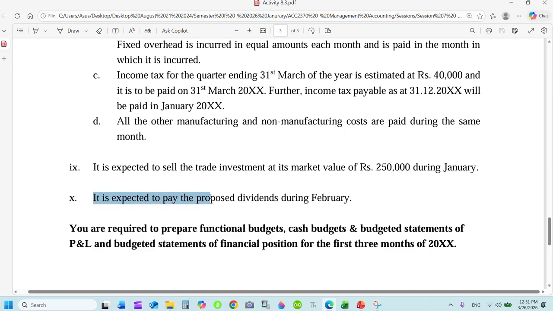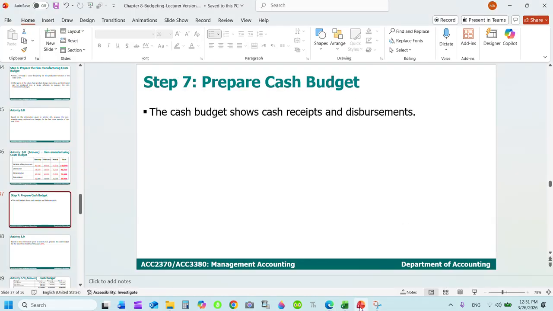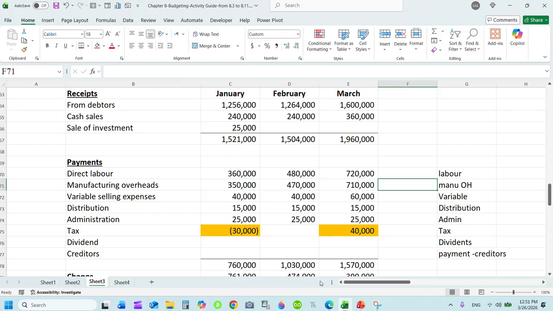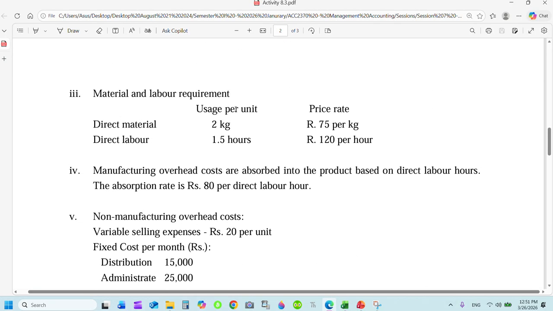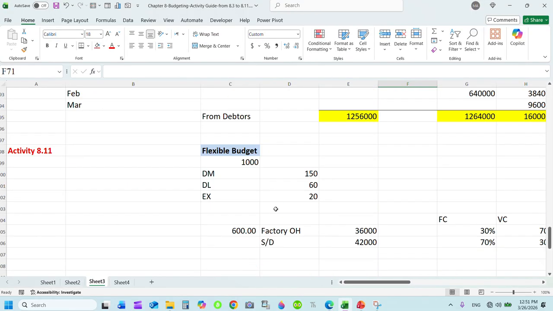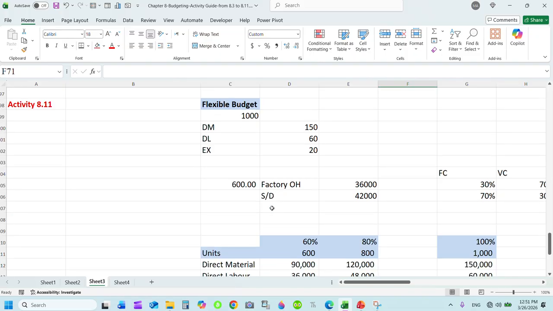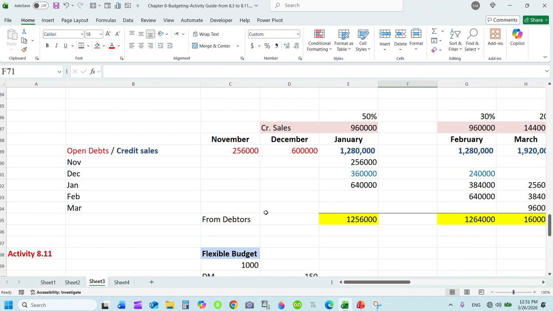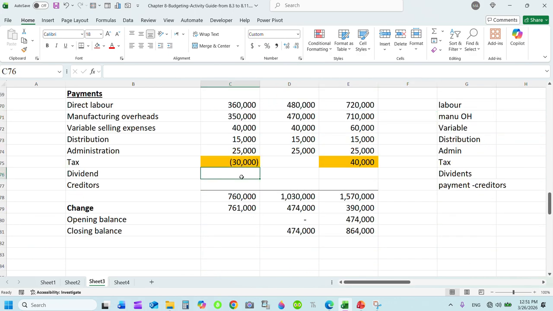And it is said it is expected to pay the proposed dividend during February. Proposed dividend should be paid in February. So let's see in the balance sheet. Here we have proposed dividend. This is paid in February. How much? 50,000.